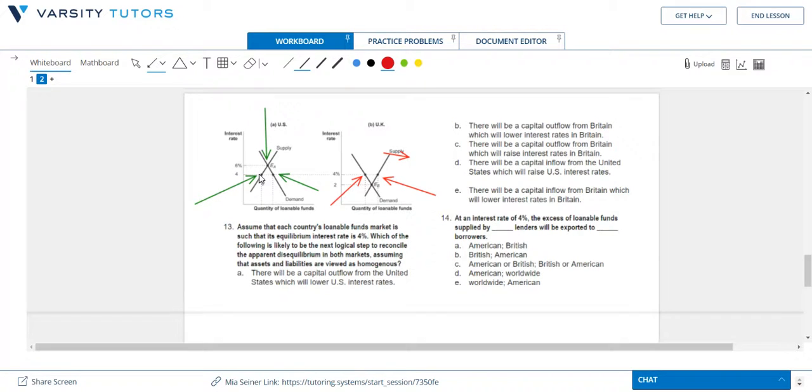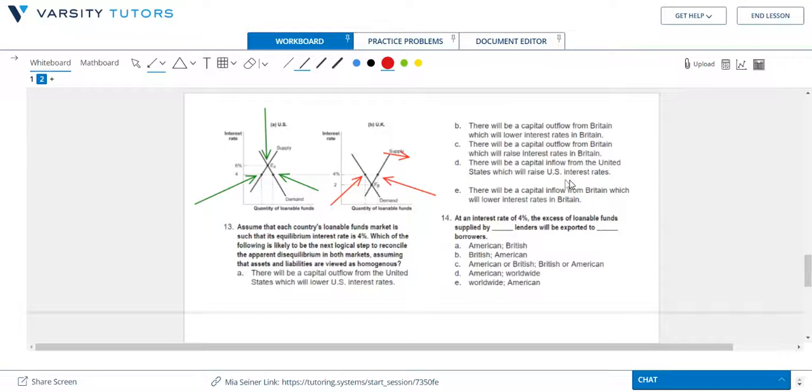So there would probably be a capital outflow from the place where they can't get as many loans as they want to the place where they can get much more loans at that quantity. So money would leave the United States and enter the United Kingdom. There will be a capital outflow from the United States to Great Britain. So where are we in the answers here? There will be capital inflow from Britain, capital inflow from the United States.